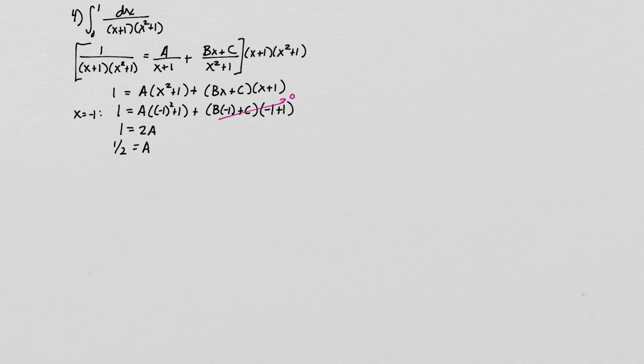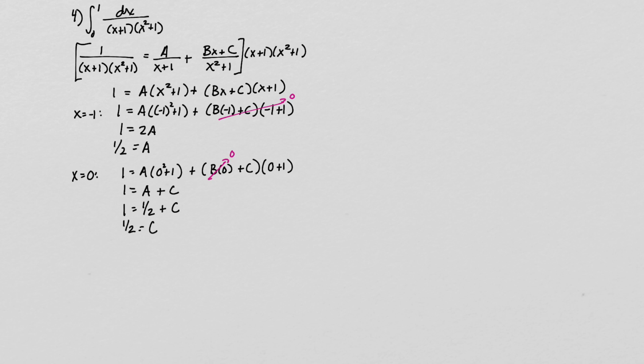We could use x equals 0 for another point. So 1 would be equal to A times (0 squared plus 1) plus (B times 0 plus C) times (0 plus 1). So in this case, 1 is going to be equal to A, the B part goes to 0, so we're just going to have A plus C. We know A is 1/2, so 1 is equal to 1/2 plus C. So C is also going to be equal to 1/2.